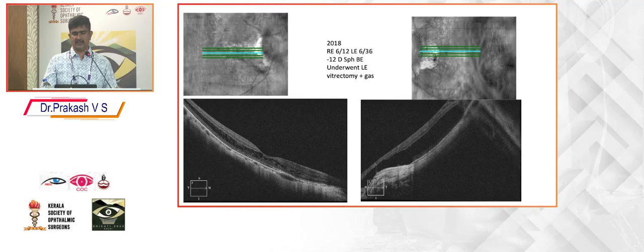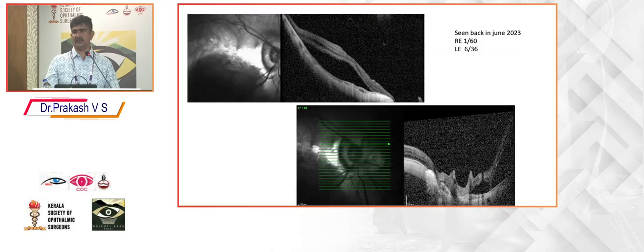This was a lady who had 6/12 vision in the right eye way back in 2018. At that time the right eye had a mild schisis, as you can see here. But the left eye had a myopic traction maculopathy with a detachment, more of an anterior posterior thing. So a vitrectomy was done in that eye with gas injection, and that eye settled and had a postoperative vision of 6/36. Unfortunately I don't have the pictures of that case, but later in 2023 she presented with drop of vision in the right eye, which had 6/12 vision at that time.